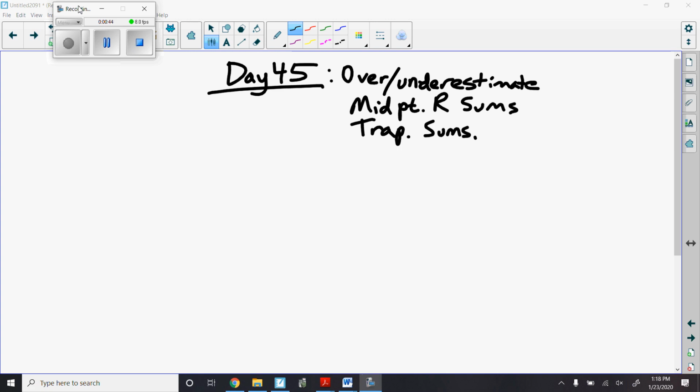Okay, whether we're over or underestimate is going to depend on two things. It's going to depend on whether or not the function is increasing or decreasing, and it's going to depend on whether or not we have a left Riemann sum or a right Riemann sum. So when we make our justifications, we're going to have to make sure we reference two things. So let's take a look at increasing functions first.